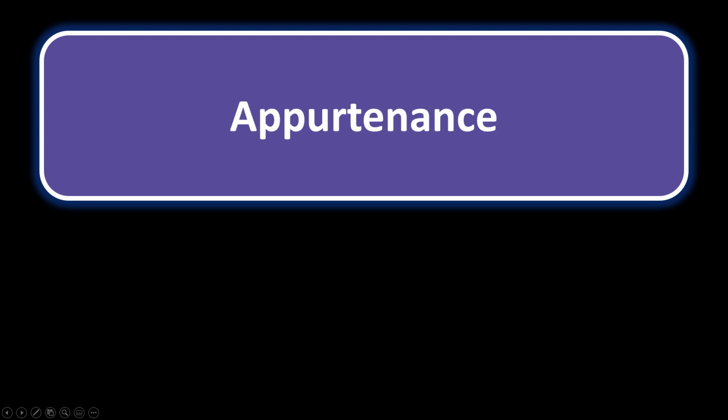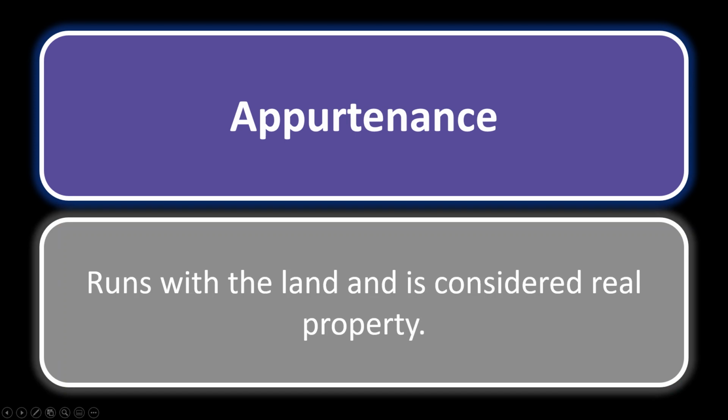An appurtenance. This falls under an encumbrance based on use, and an appurtenance is something that runs with the land. Because it runs with the land, it is considered real property. Appurtenance runs with the land and is considered real property.